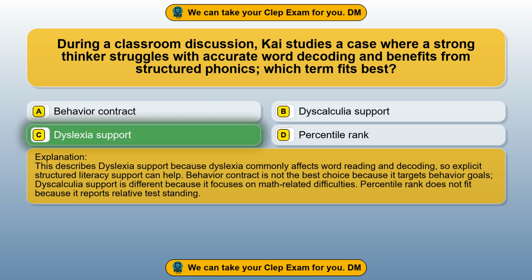This describes dyslexia support because dyslexia commonly affects word reading and decoding, so explicit structured literacy support can help. Behavior contract is not the best choice because it targets behavior goals. Dyscalculia support is different because it focuses on math-related difficulties. Percentile rank does not fit because it reports relative test standing.